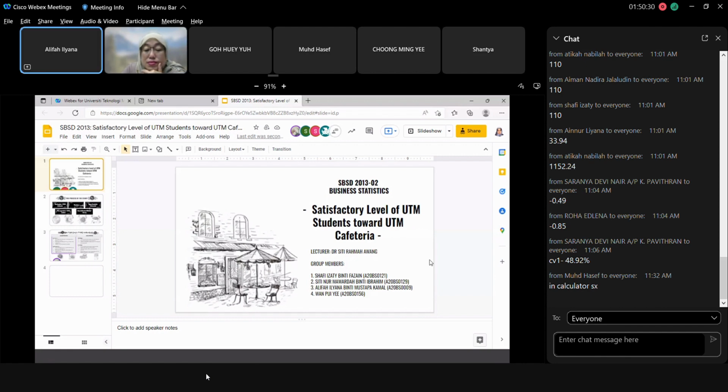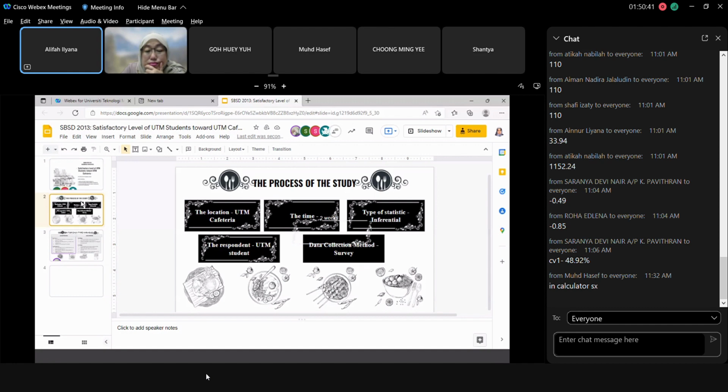Our title is the satisfactory level of UTM students to a UTM cafeteria. Next is the process of the study. Our location is at the UTM cafeteria. The time is, we did for 2 weeks. Type of statistic is inferential. The respondent is UTM student. And our method of data collection is survey. Next.